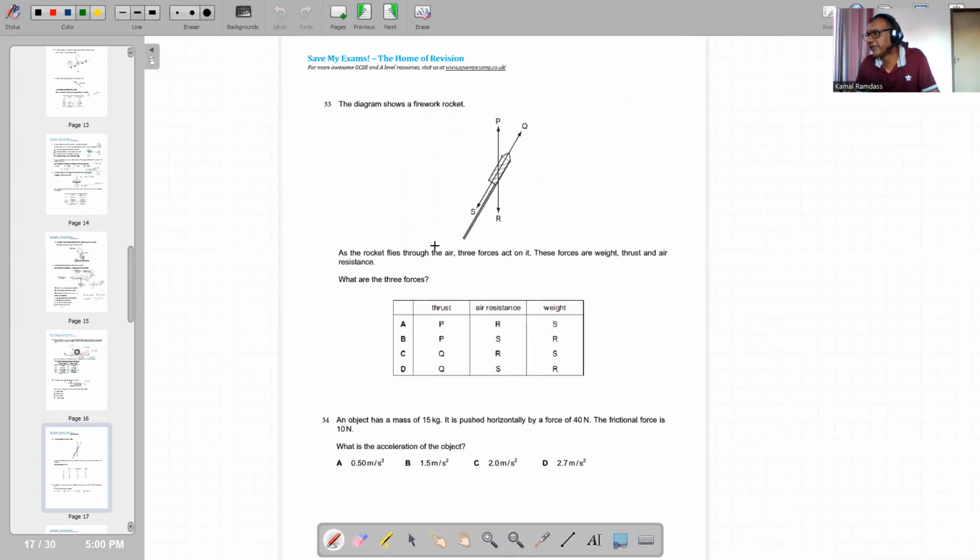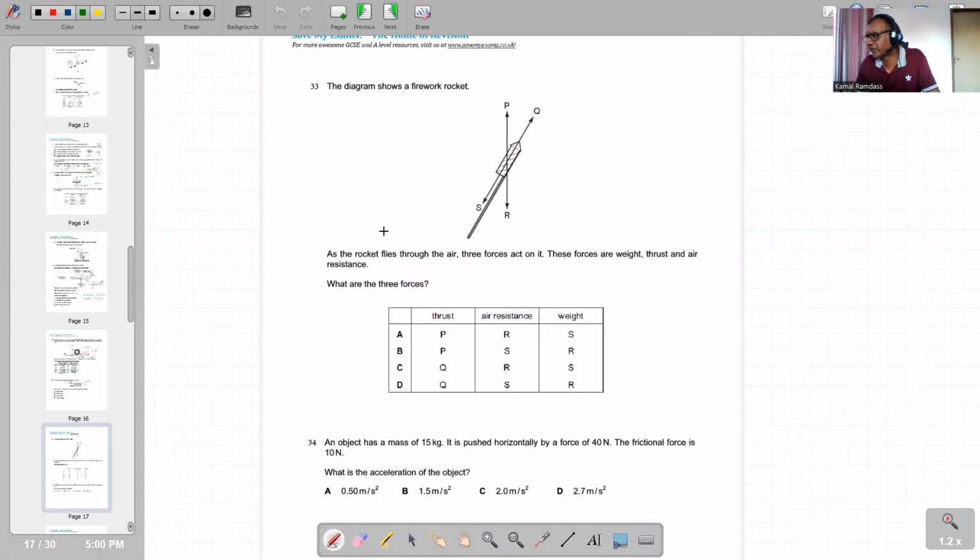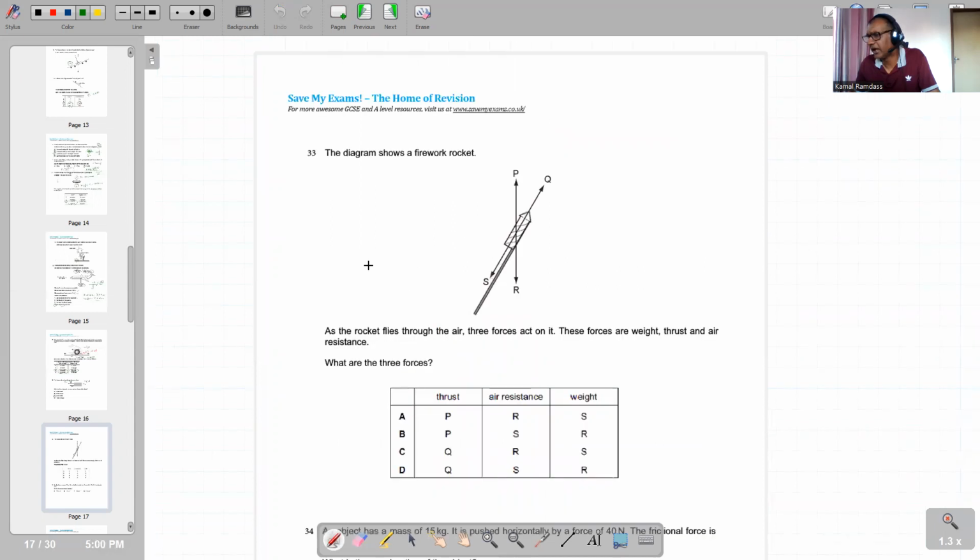The diagram shows a firework rocket. As the rocket flies through the air, 3 forces act on it. These forces are weight, thrust, and air resistance. What are the 3 forces? This is air, this is weight.